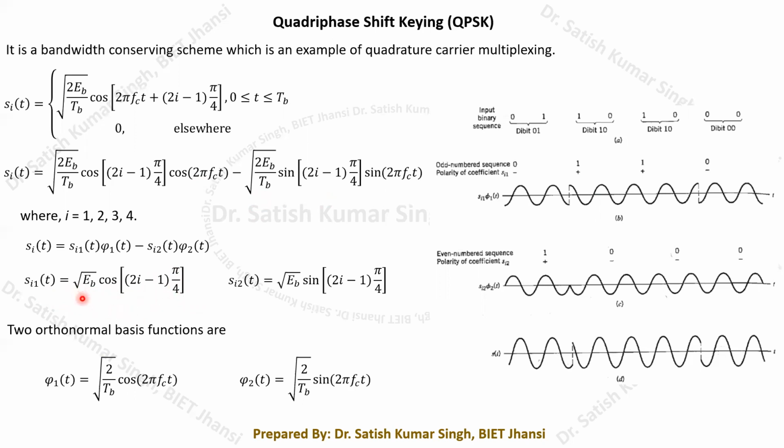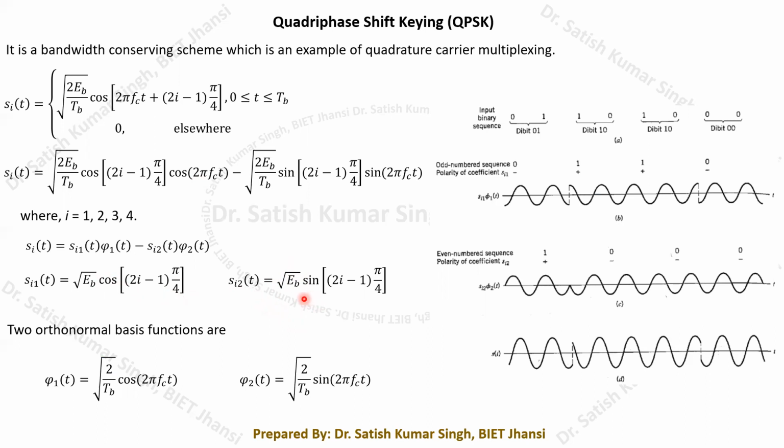So what will be this coefficient SI1T when I equals 1? It will be root over EB by 2. Similarly, when you substitute I equals 1 here, this coefficient again comes out as root EB by 2. So that we can see directly from this expression.